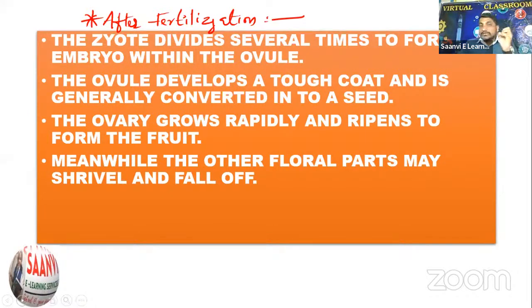The zygote divides several times to form an embryo. How will the embryo form? The embryo forms only because of the zygote. The zygote is dividing and developing several times and forming an embryo. The embryo is not different from the zygote; the development of the zygote is nothing but an embryo.